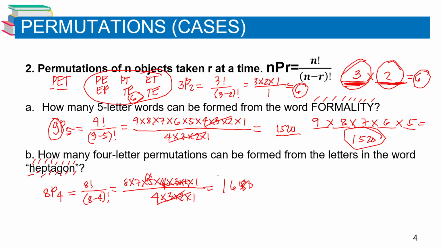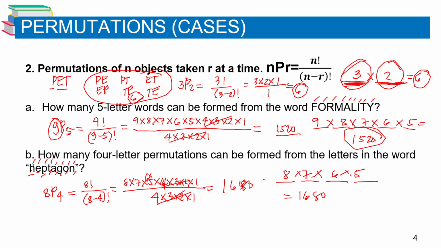If you take 4 letters in heptagon, 1, 2, 3, 4, 5, 6, 7, 8, so we have 8 and there are 4. So 8 times 7 times 6 times 5. If we multiply this, we have 1680. And that's it for heptagon.